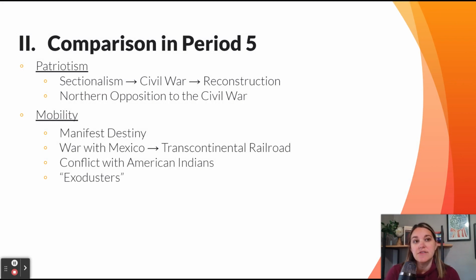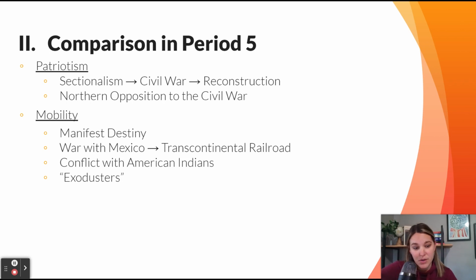Thinking about, did the Civil War really increase patriotism? Think about the sectional tensions that were happening before the Civil War, the actual Civil War, and then the period of Reconstruction. Was there really good examples of patriotism increasing, staying the same, or decreasing in the period.